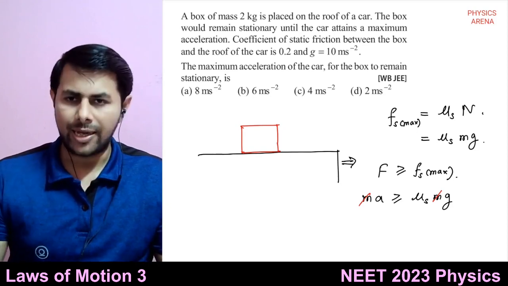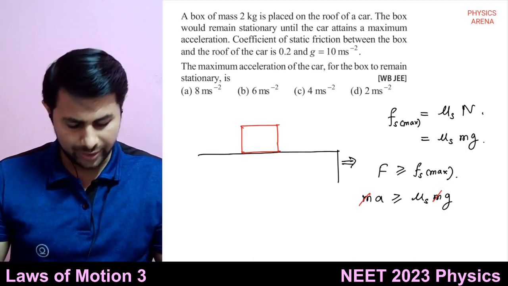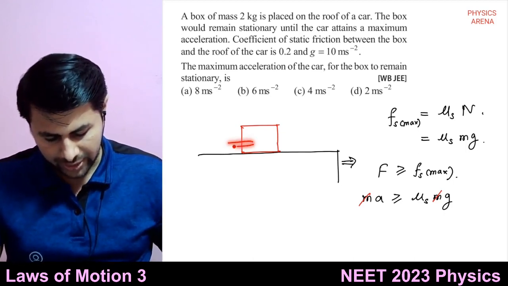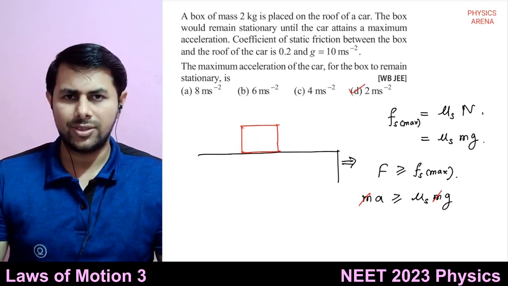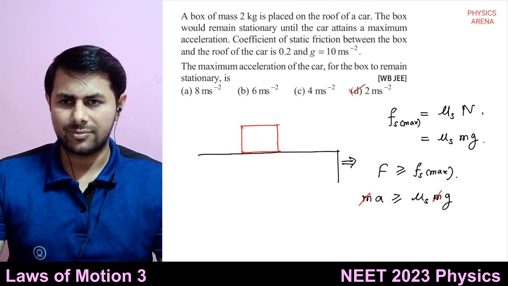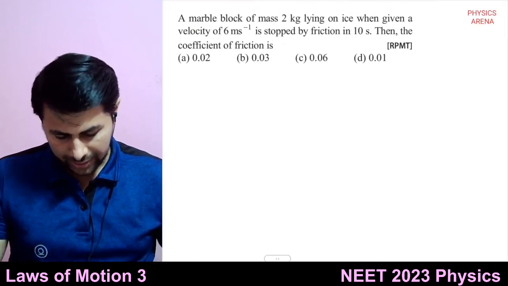So if acceleration is greater than or equal to 2 meters per second square, then this block will begin to slide. Not before that. This is clear? Okay, simple question. Next one.